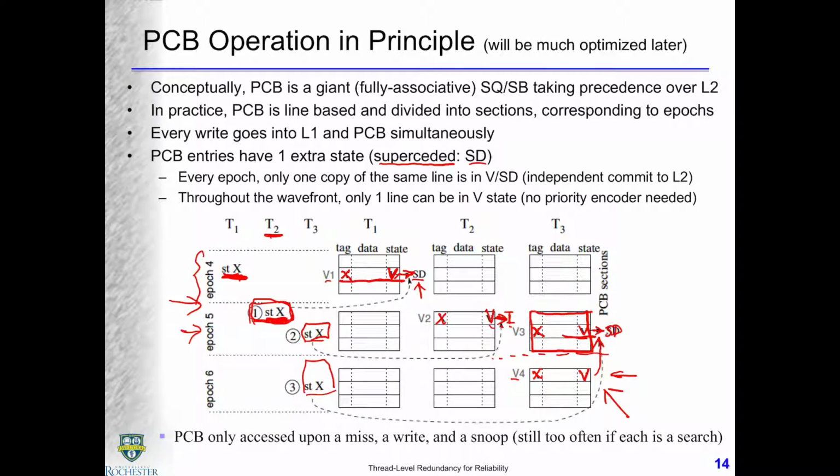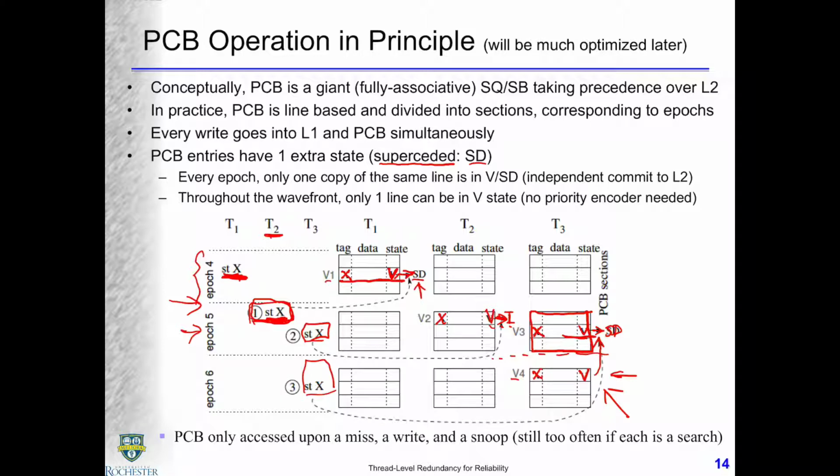Okay, now what happens when I have a miss? Well, when I have a miss, I have to check my PCB. I mean an L1 miss. When I have an external snoop, an external request, I have to check my PCB. If I have a write to any cache line, I have to update my PCB. So that's when I access my PCB. And my PCB is gigantic. It's associative, so I have to search for the address. I don't like that. That's going to be too expensive, too slow, too energy hungry.